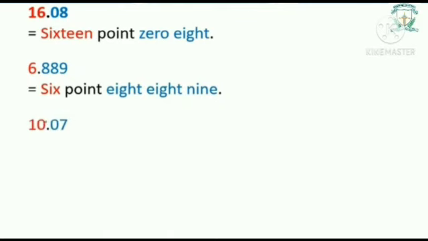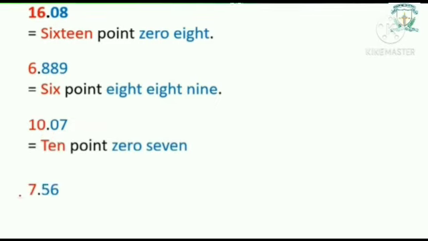10.07. First we read whole number part and then decimal part. So we read it as 10.07. 7.56. Here 7 is a whole number part and 56 is a decimal part. So we read this as 7.56.